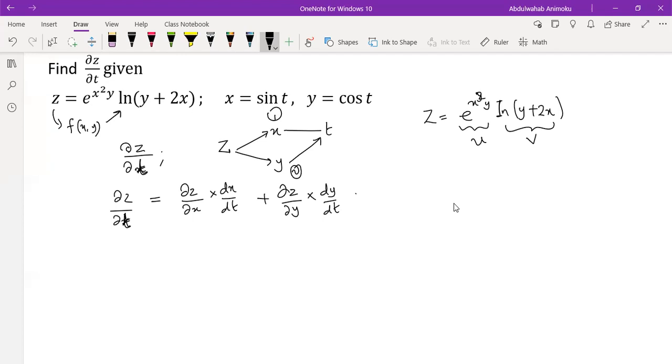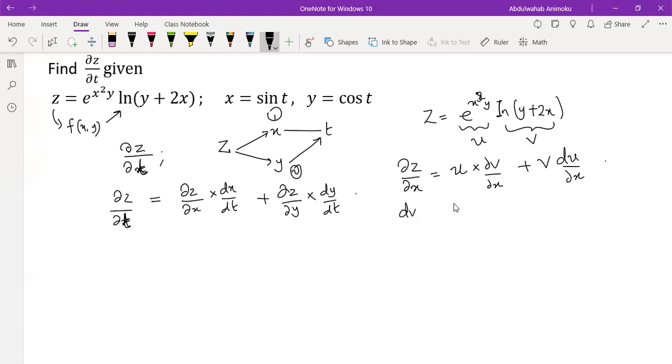So we know that what we are looking for is del z del x. Now what you have to do is, using the product rule, it means you leave the first function and you find the derivative of the second function with respect to x, plus you leave the second function multiplied by the derivative of the first function with respect to x. Now you have to find each of these derivatives.